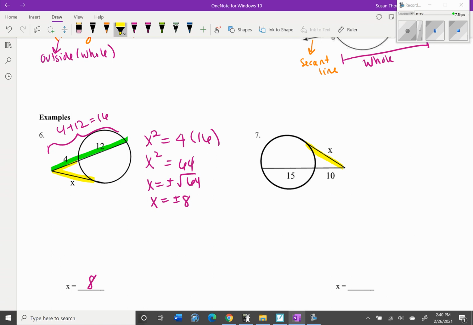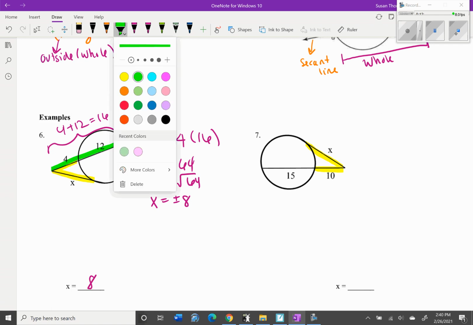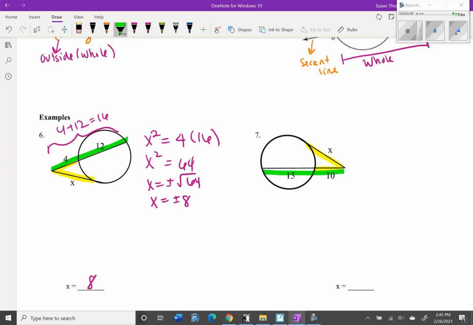And then for the other line, our outside is the 10, and the whole would be the entire line from here to here. So we have to add those values together. 15 plus 10, which of course gives us 25. So the outside for the tangent, so tangent squared equals outside, which is 10 times the whole, 25. So x squared is equal to 250.